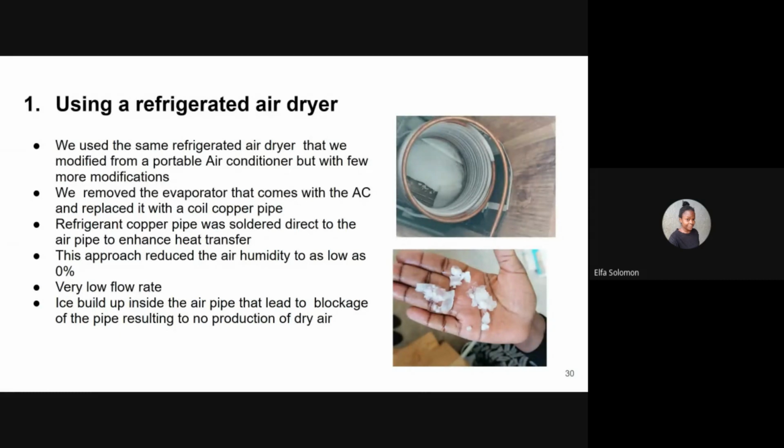But this approach had challenges. First of all, we were producing air with a very low flow rate. We also had a problem of ice buildup inside the air pipes that led to blockage of the pipe, resulting in no production of dry air.